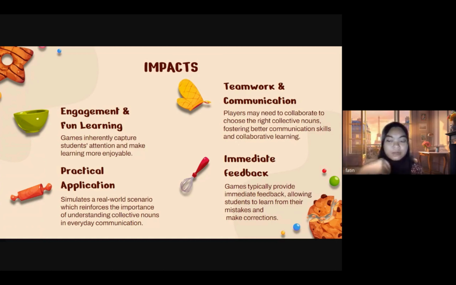And the next impact is in terms of immediate feedback, because this game allows them to see their answer immediately, meaning that after they click the answer, they will know either their answer is right or wrong. So when they get to know that, it immediately helps them to improve in the next level, to not make the same mistake in the next level, and to find the reason why they answered it wrong. This immediate feedback is really important so that people can learn from their mistakes and also immediately make corrections on it. Next.